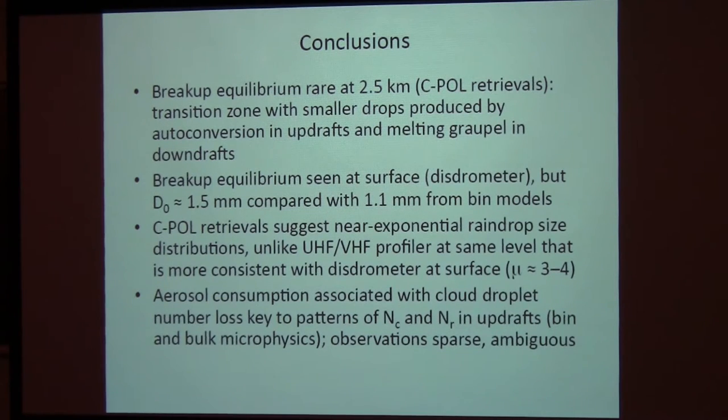And aerosol consumption associated with cloud droplet number loss is key to the patterns of NC and NR that are predicted in the models, at least. But observations are sparse and maybe ambiguous. So that's where we are now. Thank you.